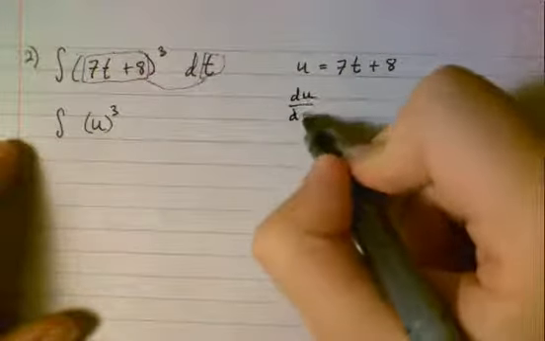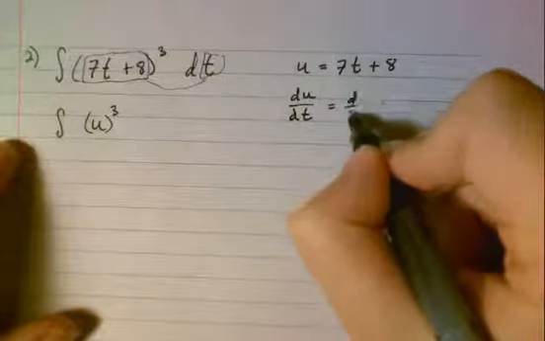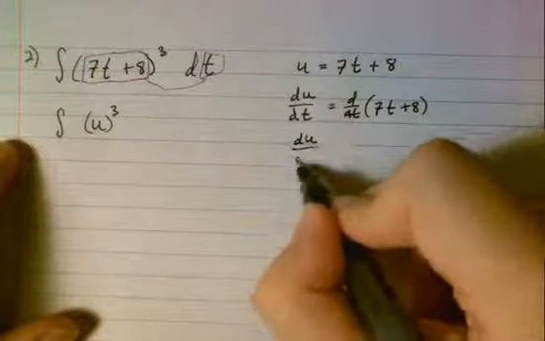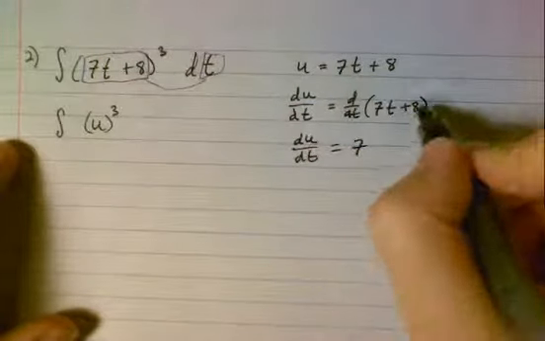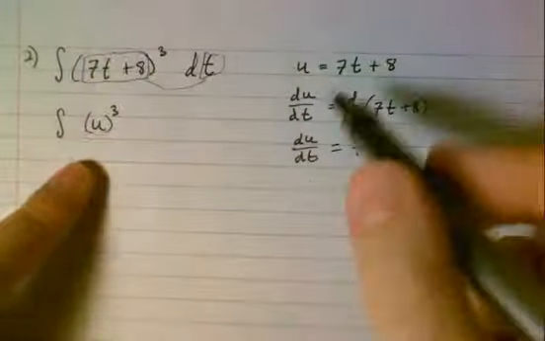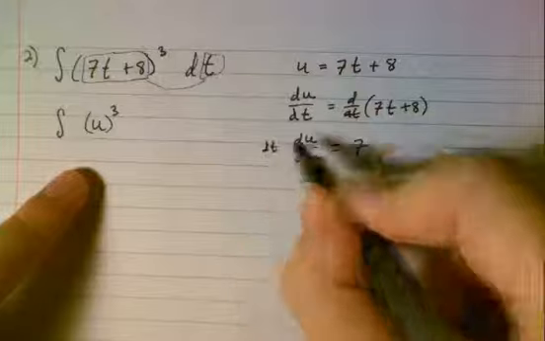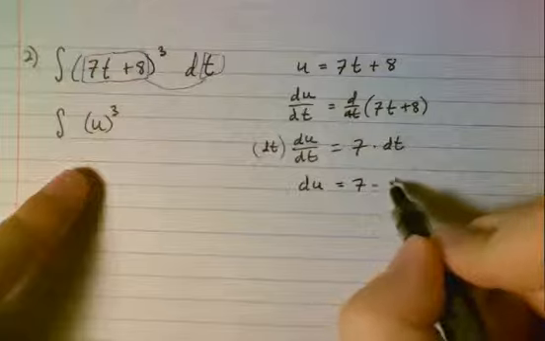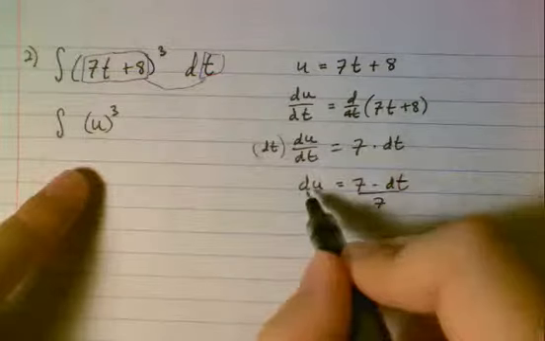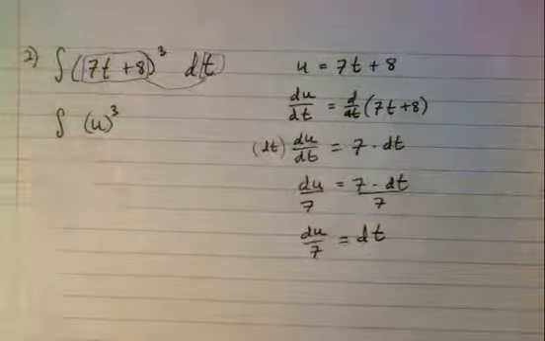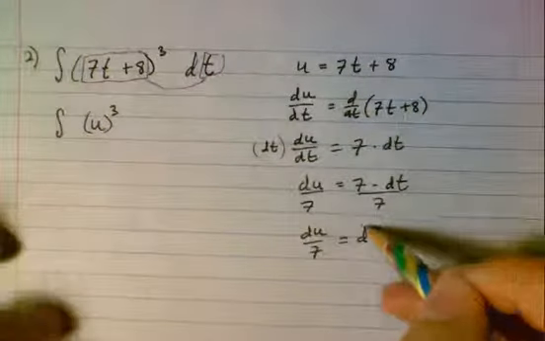But I need to make this dt be a du instead. So I'm going to take the derivative of u with respect to t over here. So that's just the derivative with respect to t of 7t plus 8. That's just 7, and the derivative of 8 is 0, so it goes away. Now I want to get dt by itself, so I can substitute here. So I'm going to multiply both sides by dt. du equals 7 times dt. Divide both sides by 7. And now I'm going to take that and put it back in over here.